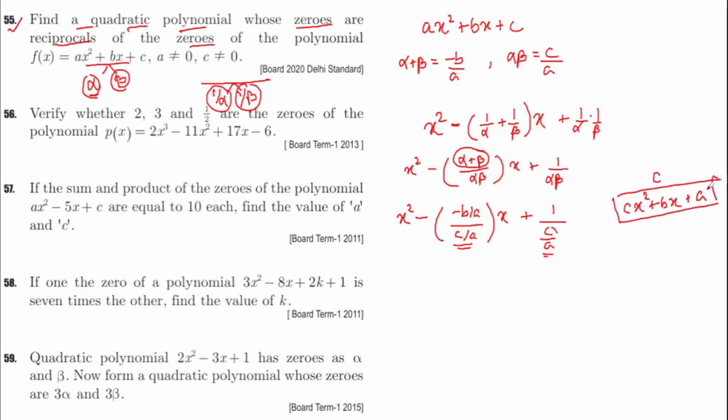Let's try to solve this in another way. If you solve this question like this, x square, and minus minus will give you plus, this is your b by a and c by a. The a will get cancelled, and that will give you b by c x, and this will give you a by c, the reciprocal of c by a. As you can see, c is here, so you may multiply the entire polynomial with c, and you will get cx square, and the c will get cancelled, that will give you bx, and here if you multiply this with c, you will get a. So here also you are getting the same result which you got previously.